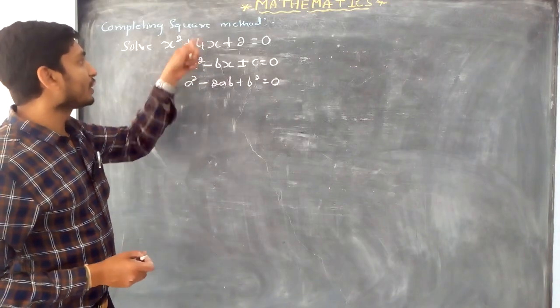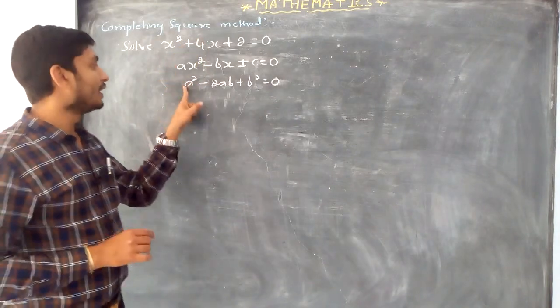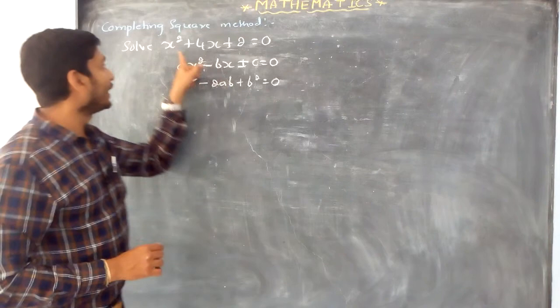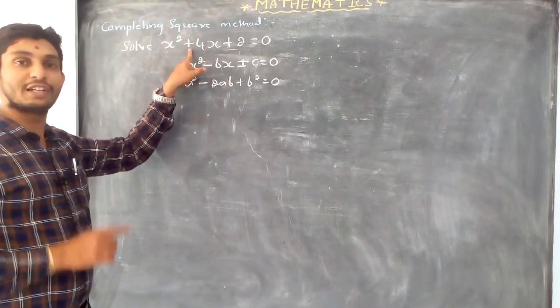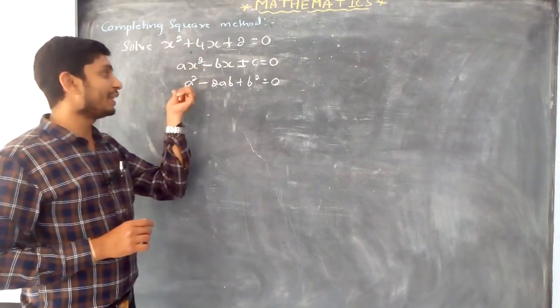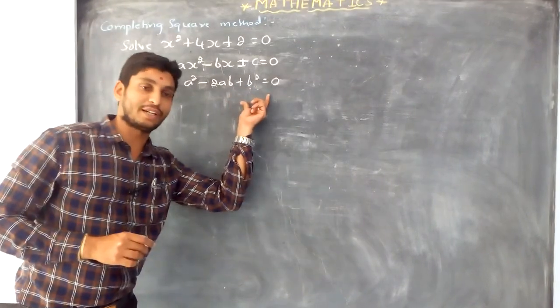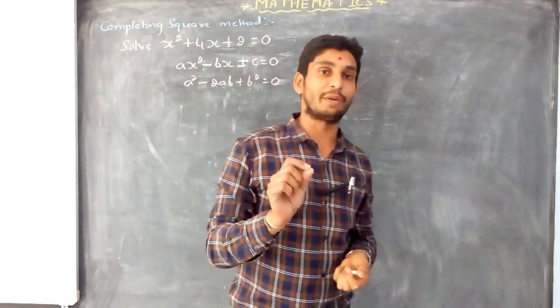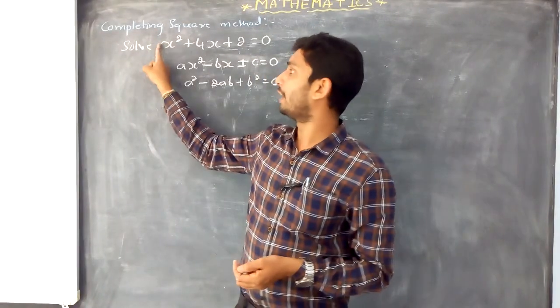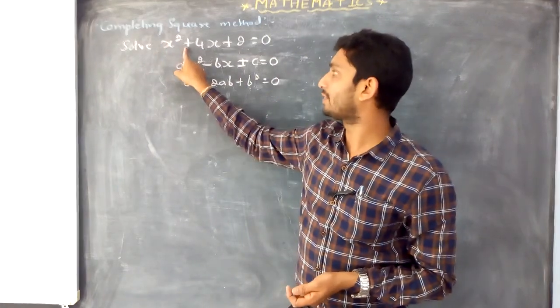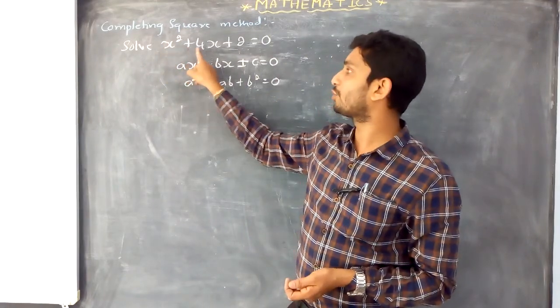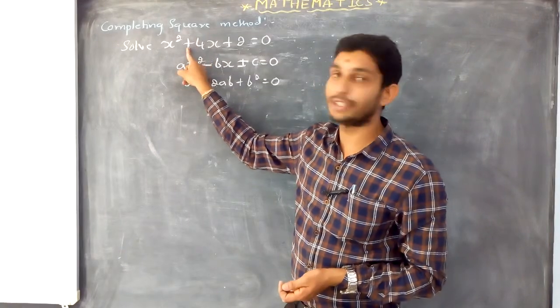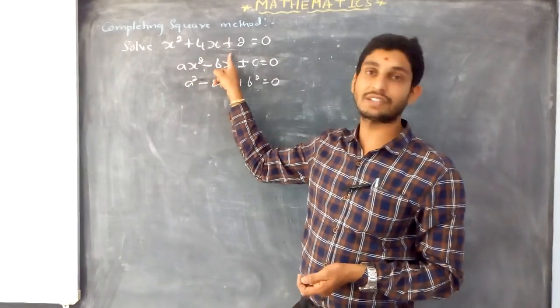If the sign with x is plus, compare with a square plus 2ab plus b square. The thing with x is the coefficient. If it is minus, compare with a square minus 2ab plus b square. These three rules you must remember. First rule, a should be a perfect square. Second rule, here plus is there means you have to compare with a square plus 2ab plus b square. Here minus is there means you have to compare with a square minus 2ab plus b square.